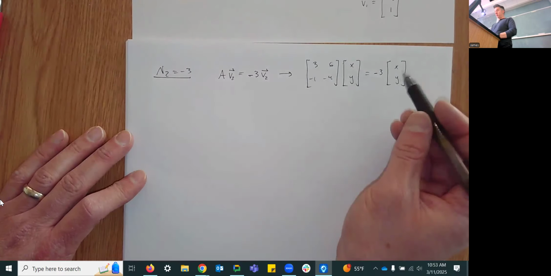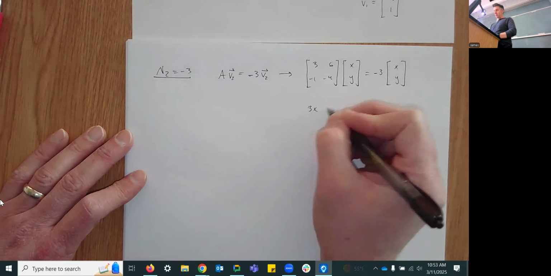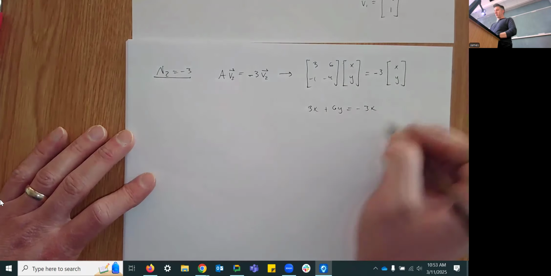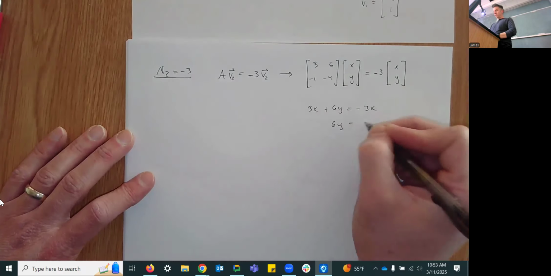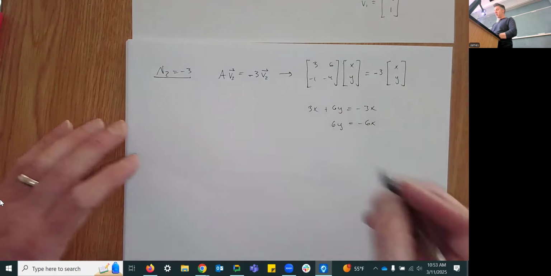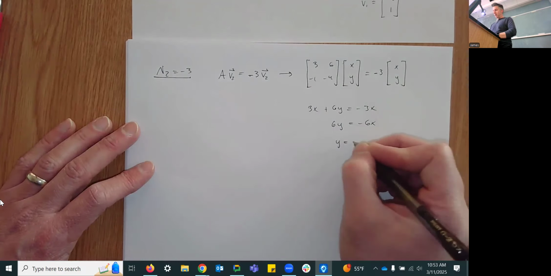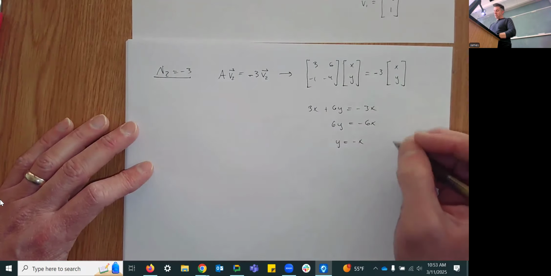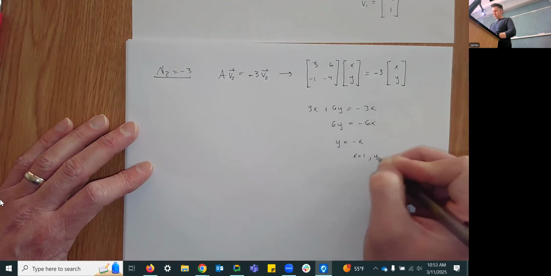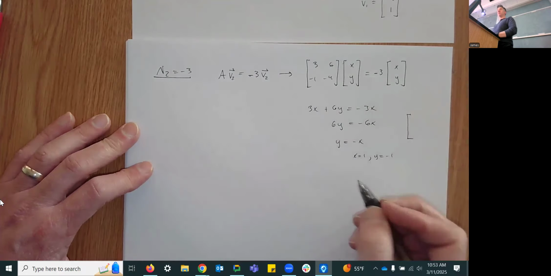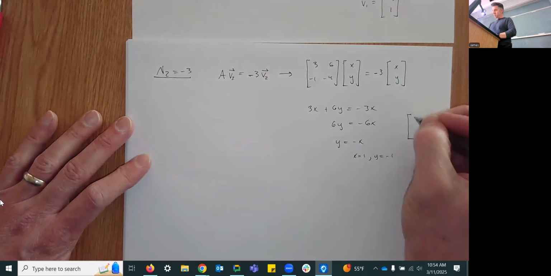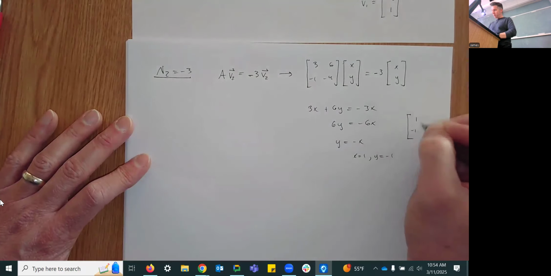Again, I'm going to use the first equation. 3 times x plus 6 times y equals -3 times x. Subtract 3x from both sides. 6y equals -6x. I do like to divide by a common factor if it makes sense to. I would reduce this to y equals -x. So I'm going to say that x is equal to 1 and y is equal to -1. Literally, you can just pick a number to plug in for x and then see what y is. So my eigenvector here is 1, -1.